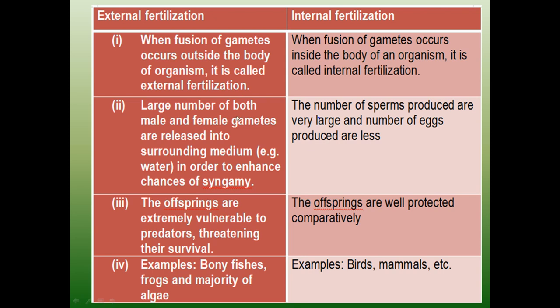External fertilization occurs when a large number of both male and female gametes need to be released into the surrounding medium. As you can understand from this point, there is lots of vulnerability from predators, and there is a lot of stress from abiotic factors. So a large number of male and female gametes need to be released into the outer environment to have more chances of fertilization. In internal fertilization, there will be a large number of sperms being produced, however, a lesser number of eggs are being produced. Why is this?